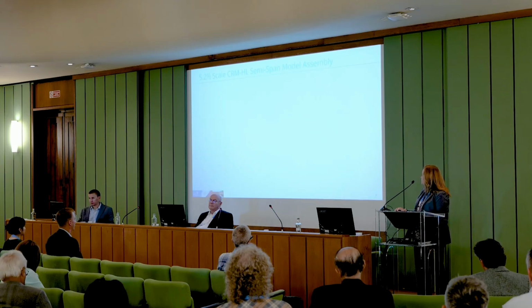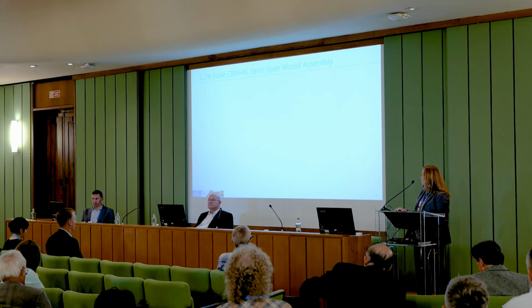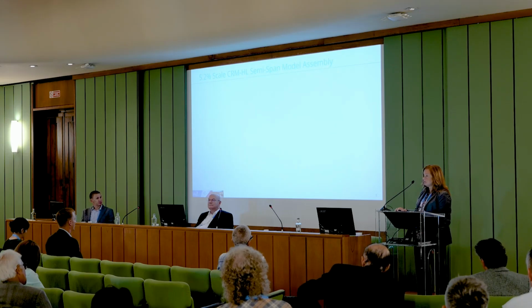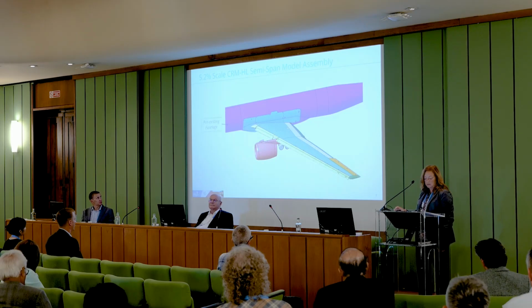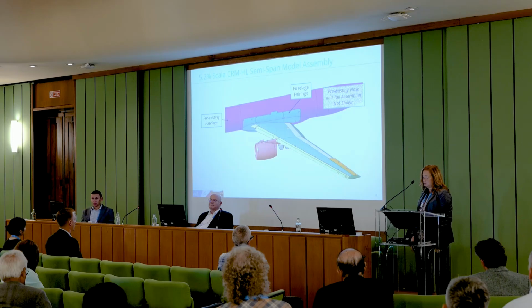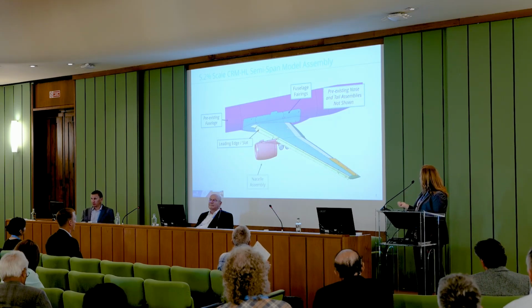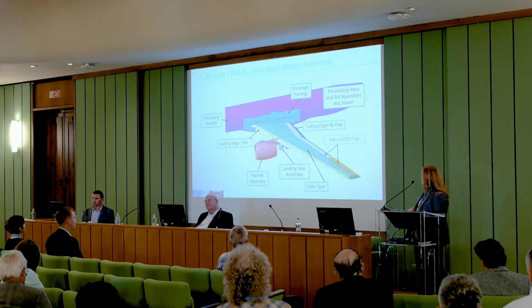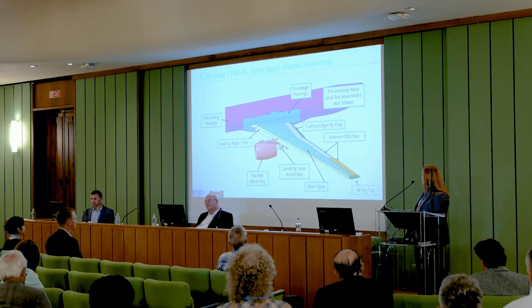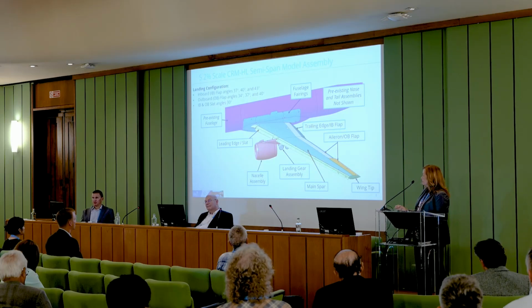Okay, first in design, we started with the 5.2% scale model. Here we have the pre-existing fuselage. We had to build new fuselage fairings. We had existing nose and tail assemblies, but then we had to build the leading edge, the slat, nacelle assembly, landing gear, and main spar. All of the rest of it we designed and built.